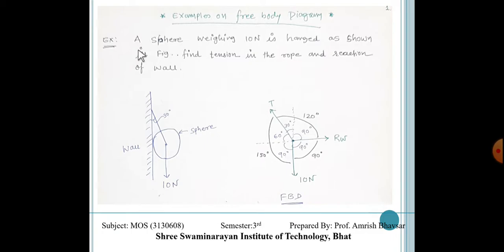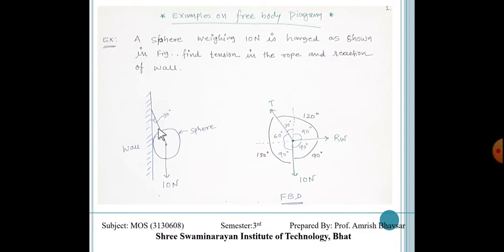First example: a sphere weighing 10 Newton is hung as shown in the figure. Find the tension in the rope and the reaction of the wall. This is our vertical wall. This is the sphere, which is hung by the rope indicated over here, and the weight of this sphere is 10 Newton. Simply consider that it will be moved downward due to gravity.